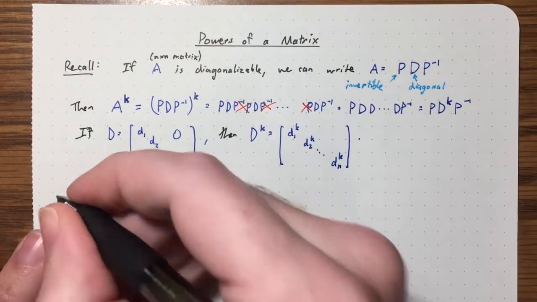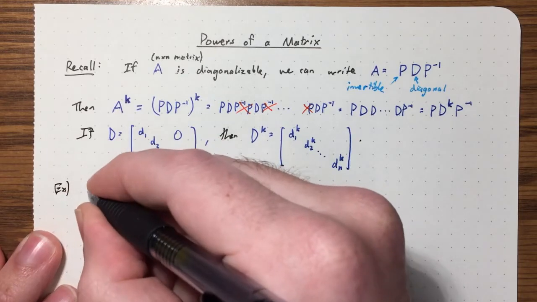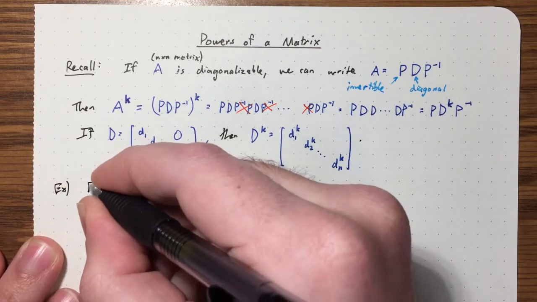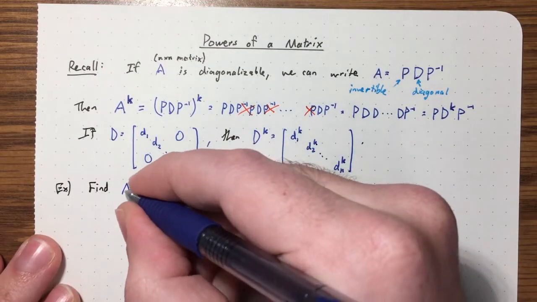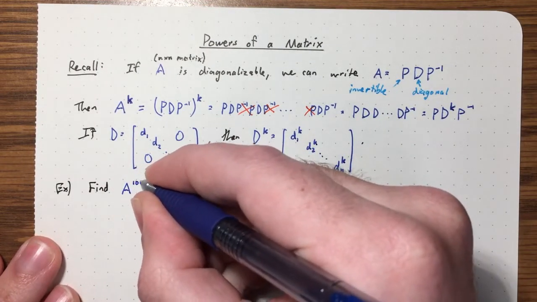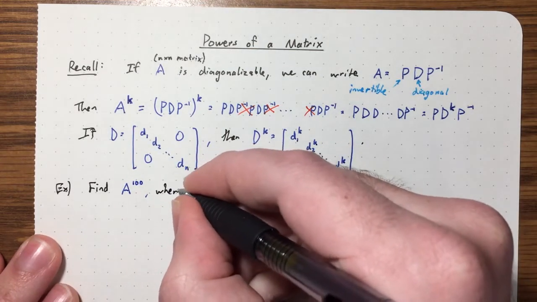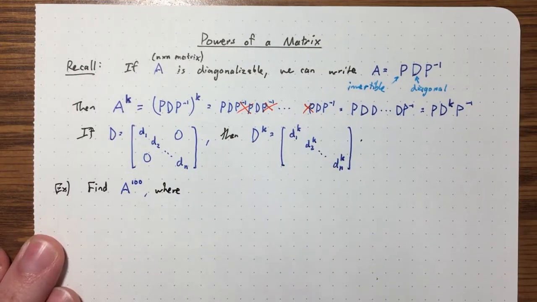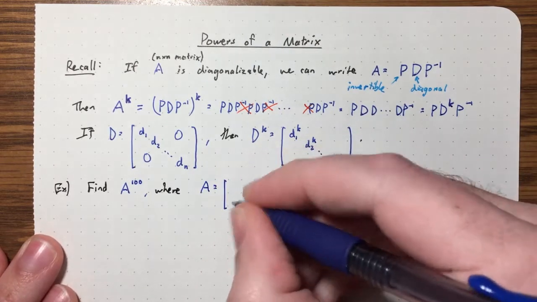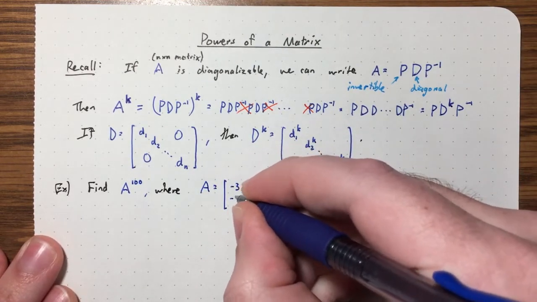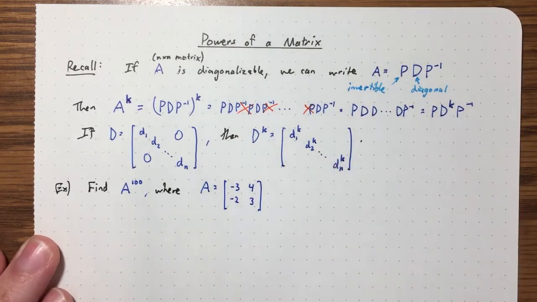Let's do an example, since we didn't last time. Let's find A to the power of 100, where A is the following matrix: negative 3, negative 2 is the first column, and then 4, 3.